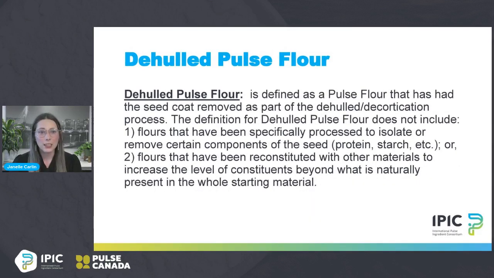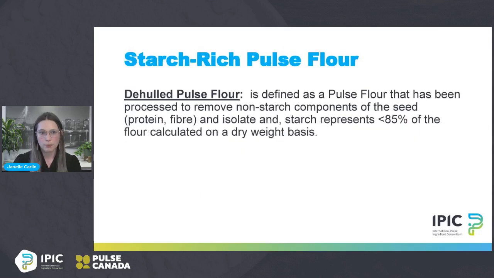So looking at dehulled pulse flours, these are defined as pulse flours that had the seed coat removed. And then it does not include anything specifically processed to isolate, again, components or things that have been reconstituted beyond those naturally occurring levels. So just that flour derived from the inner cotyledon portion of the seed.